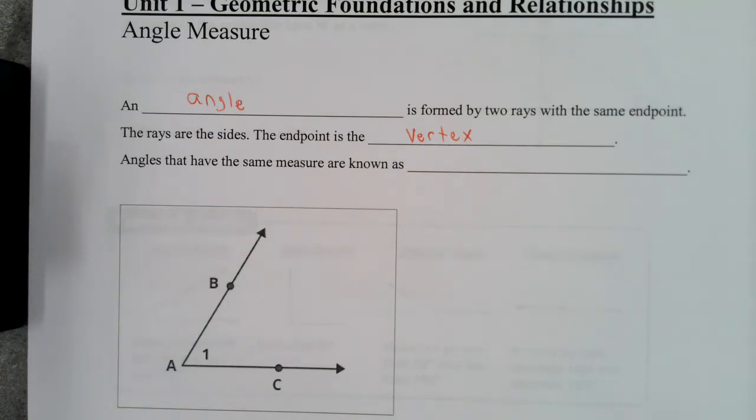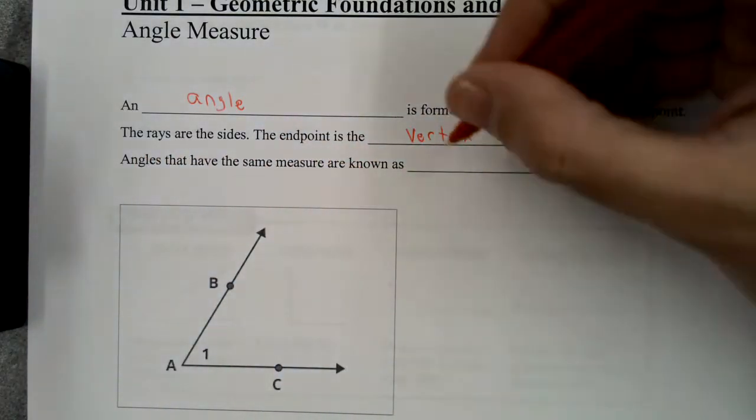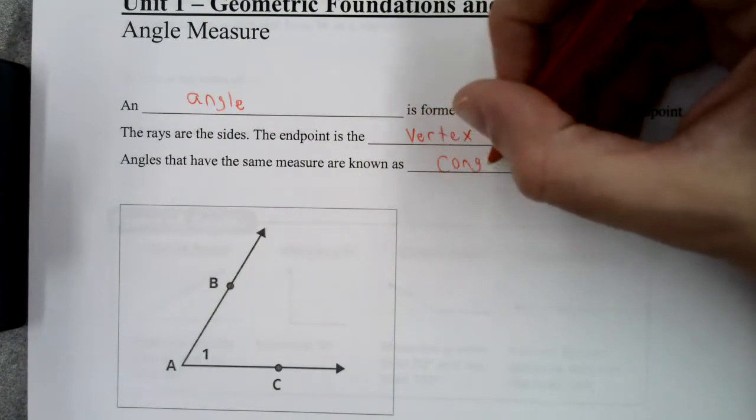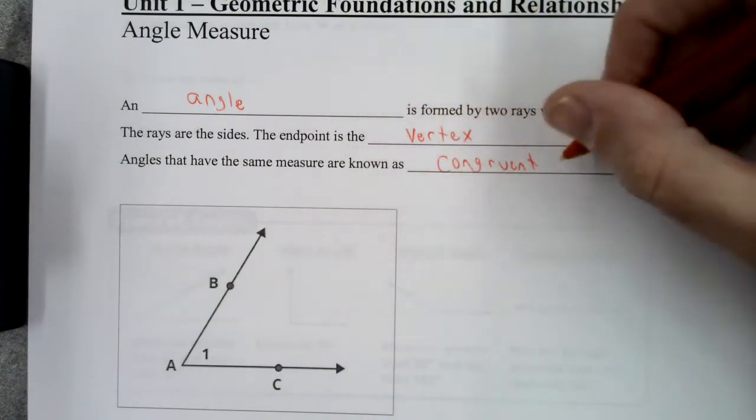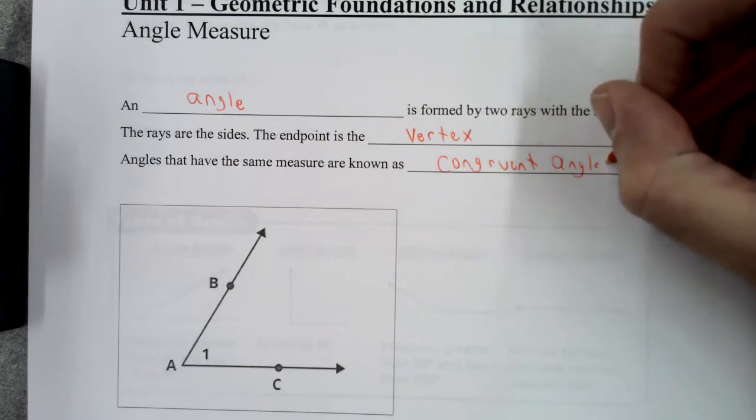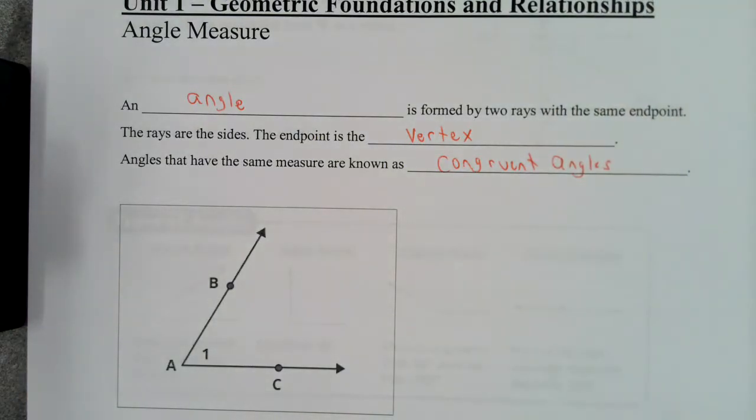And angles that have the same measure. Think back to the segments. We did segments that have the same length or the same measure are called congruent segments. And angles that have the same measure are called congruent angles.